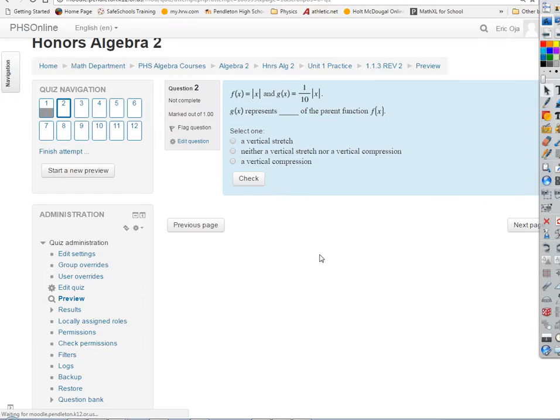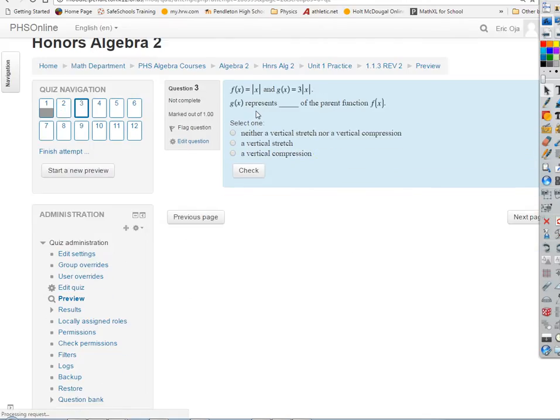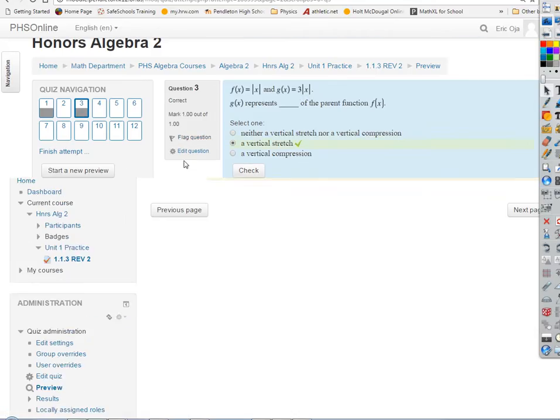So what does this represent then? If we've got f of x equals the absolute value of x and we multiply that by 1/10, then that's going to be a vertical compression. Multiplying the absolute value function by a number whose absolute value is greater than 1 is a vertical stretch.